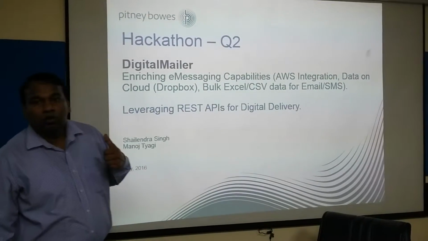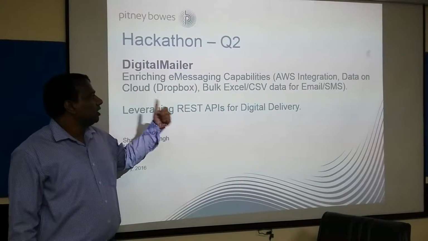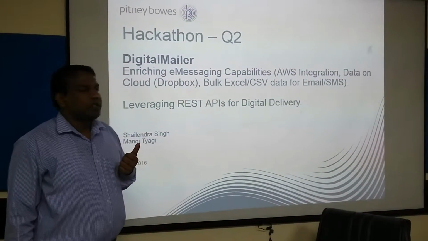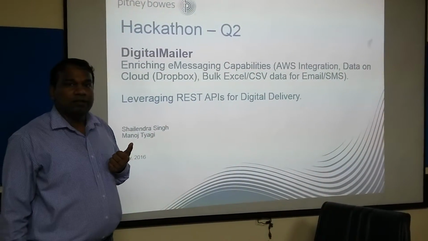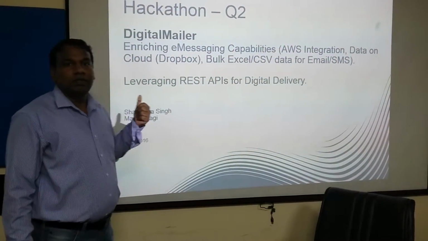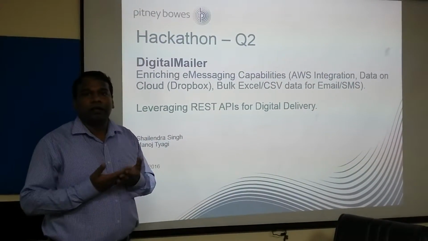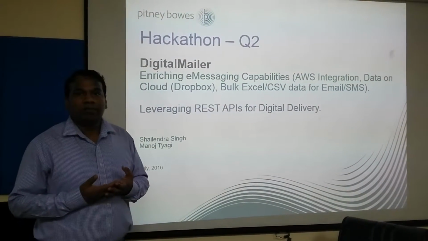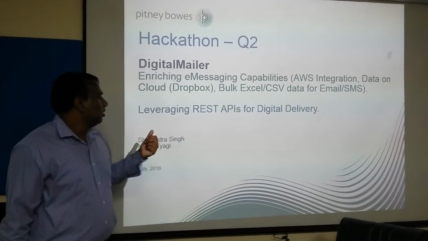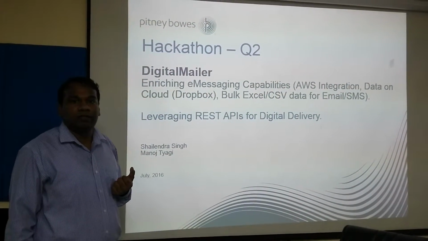In this Hackathon Q2, our hack idea is around enriching e-messaging capabilities. We have done AWS email service integration for sending emails, then putting data on the cloud, that is Dropbox, which we have used from e-messaging, and then bulk Excel CSV data for email and SMS processing. We have also added an SDK for leveraging REST APIs for digital delivery, that is email and SMS.